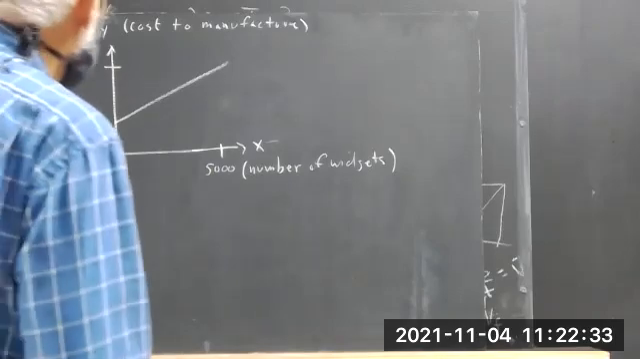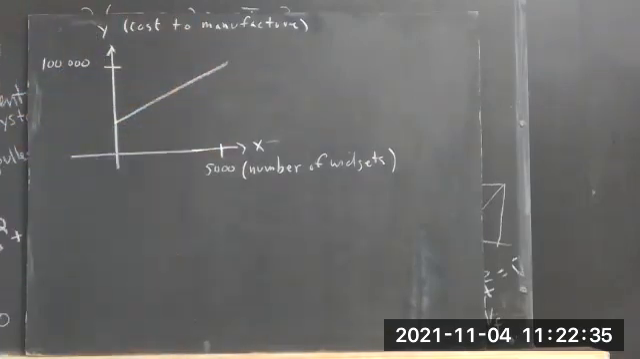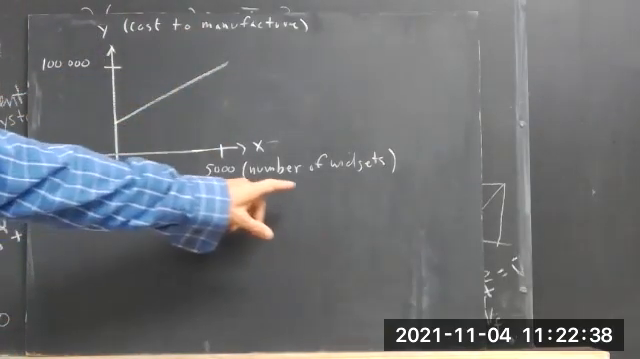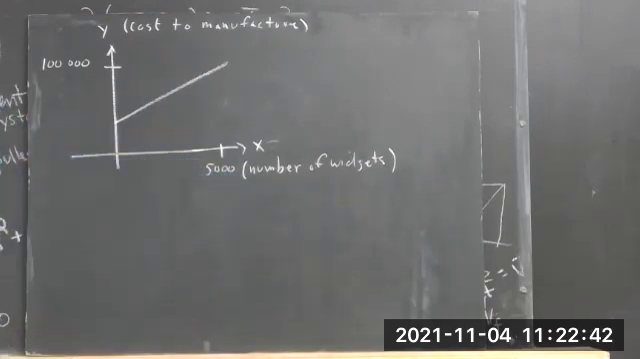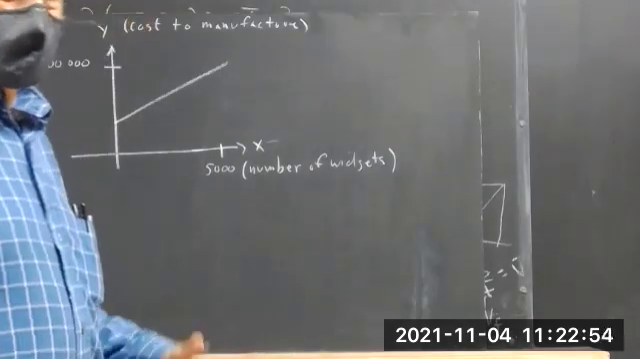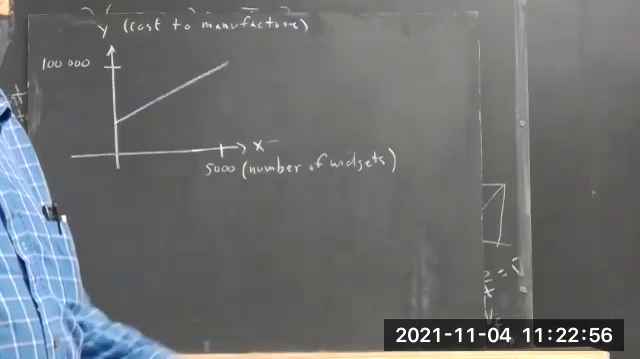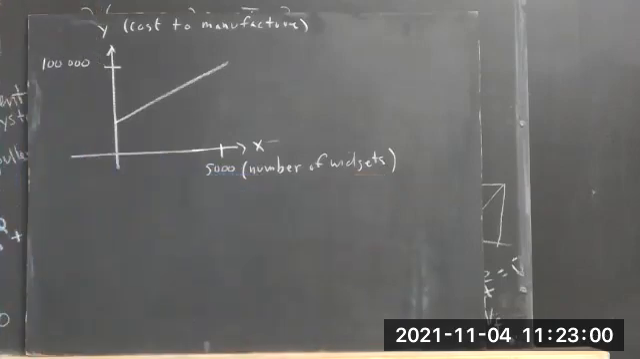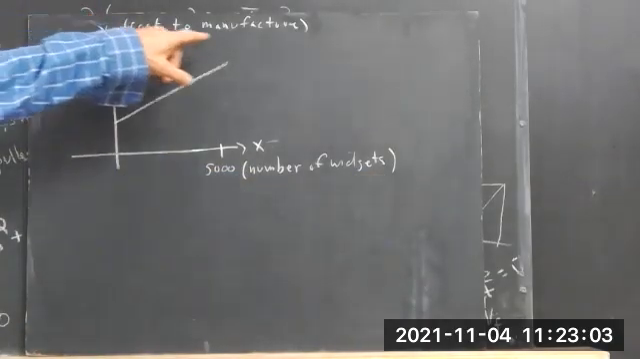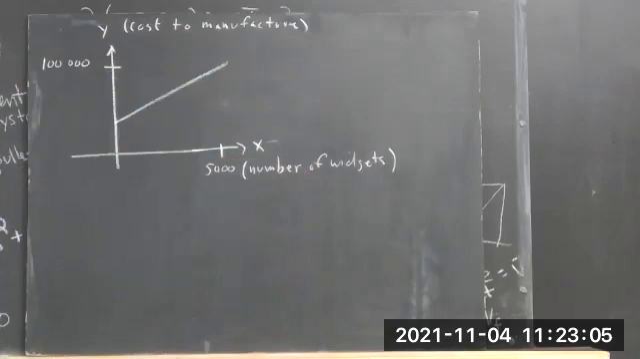We have a situation here where X is a number of widgets, and a widget is just an object that has to be manufactured and sold. As I said earlier, it could be shirts, could be automobiles, could be cameras. But the number of widgets. And Y is going to be the cost to manufacture.